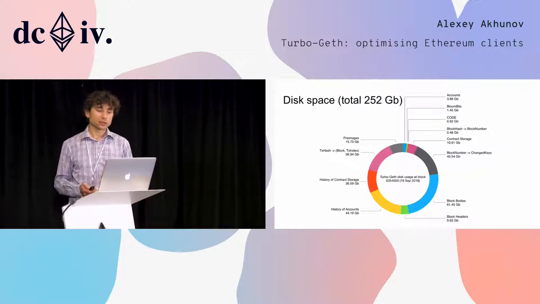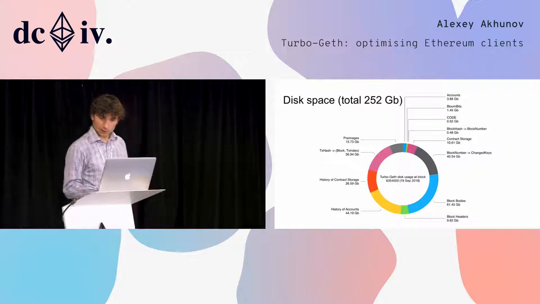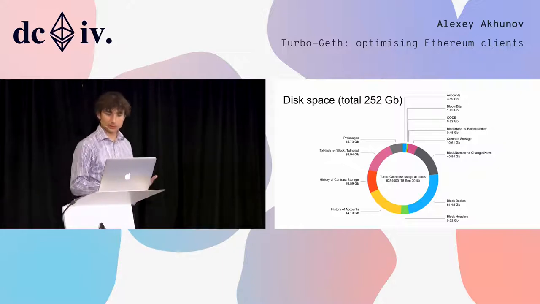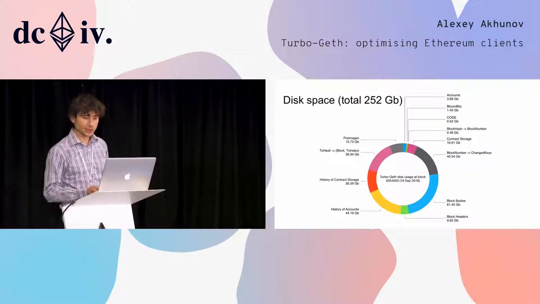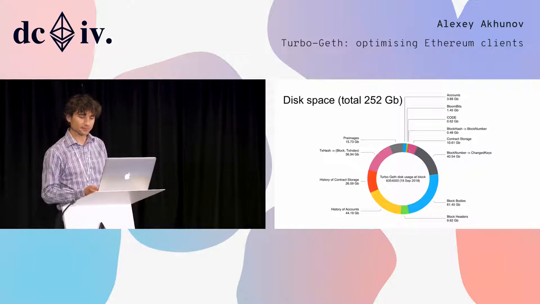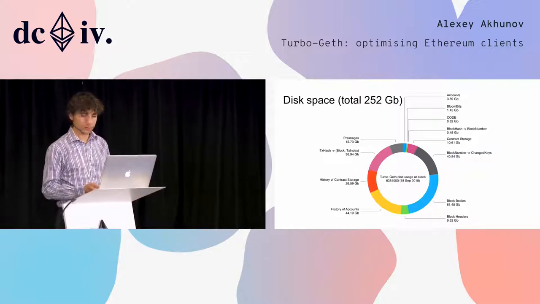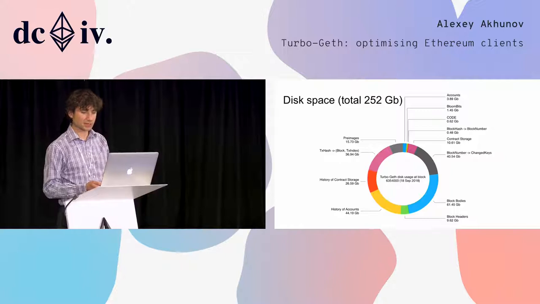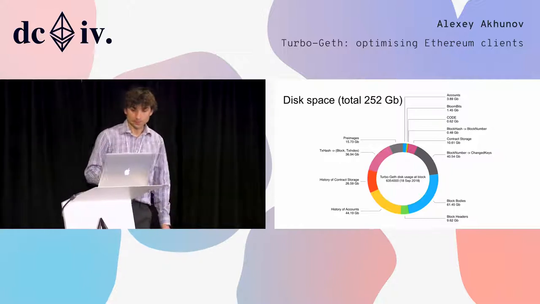Then the storage of the contracts, the current state is 10 gigabytes? You can see it somewhere down the middle, the purple, violet bit. And then the history of it is about 26 gigabytes. So you can see that the current state is still about 12 gigabytes, probably.